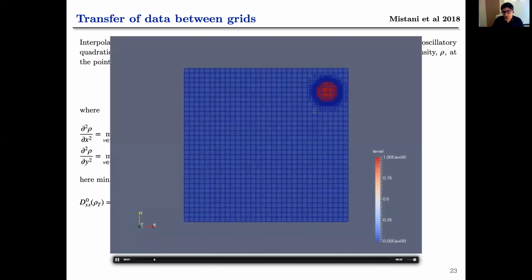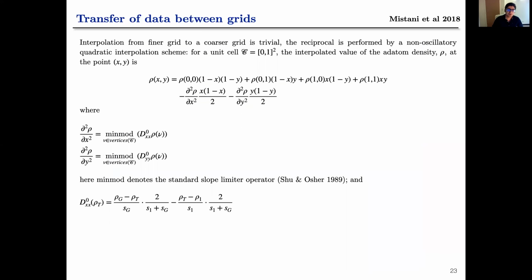When the interface is growing, you see that behind the interface, you're going from a higher resolution to a lower resolution at all times, so you have to interpolate, but that is straightforward to do. The trouble is how to interpolate ahead of this wave, this interface, because you're going from a coarser grid to a finer grid, for which we just use this non-oscillatory quadratic interpolation scheme.